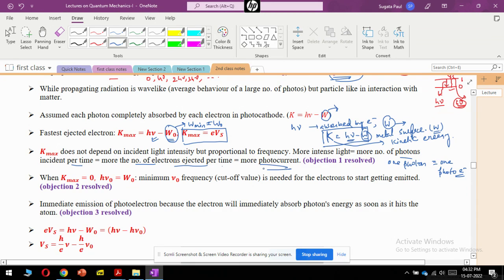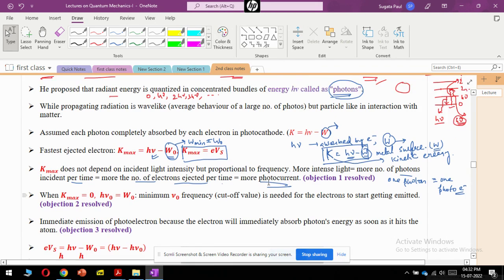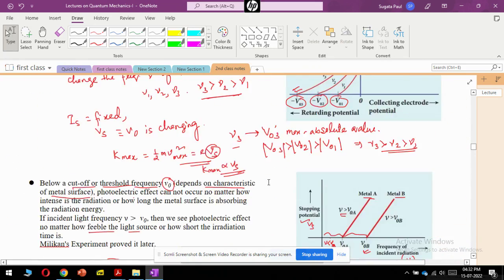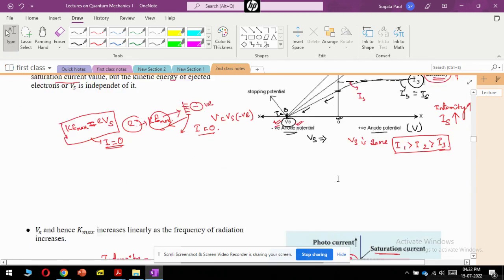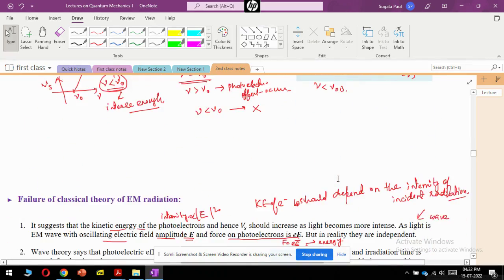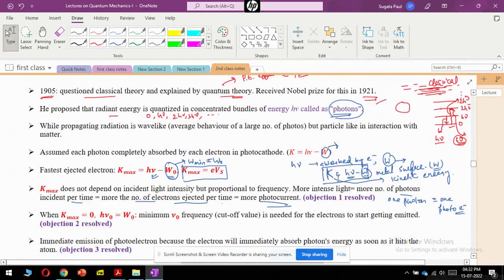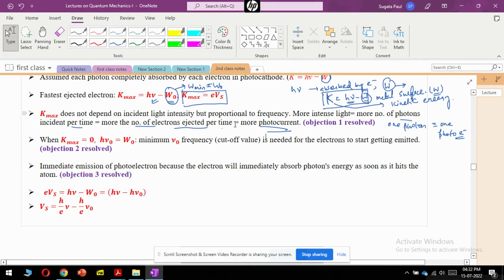Because of this conclusion, we saw in the graph above that when we increase the intensity from bottom to top, the kinetic energy that is related to the stopping potential did not change. Rather, the saturation current value increased, because the number of photoelectrons increased, because the number of photons increased from the intensity increase, and thereby we are getting more current. So this is clear, I hope.